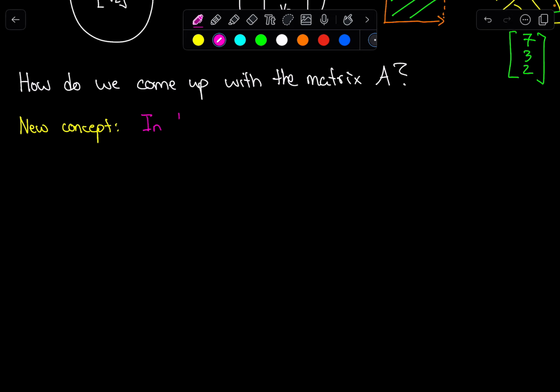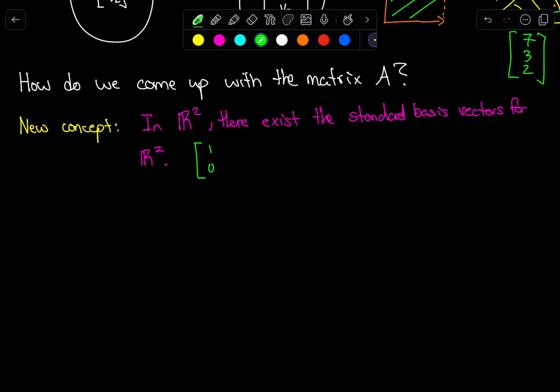So in R2, there exists what we call the standard basis vectors for R2. Okay. Now, those vectors, you may know what they are. They are the vector 1, 0, and they are the vector 0, 1. Okay. Now, what do we mean by basis? Basis is a word we have not defined yet officially, and not anything that I am going to define rigorously right now, but I have to bring it up in order to execute this next part of the lesson.